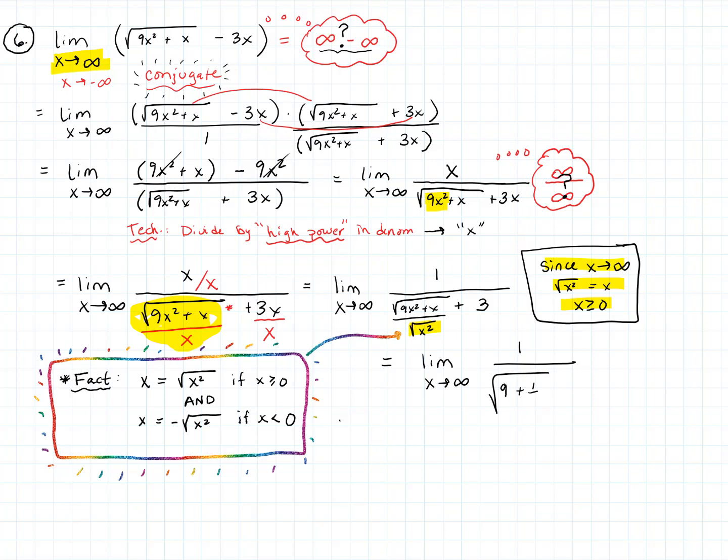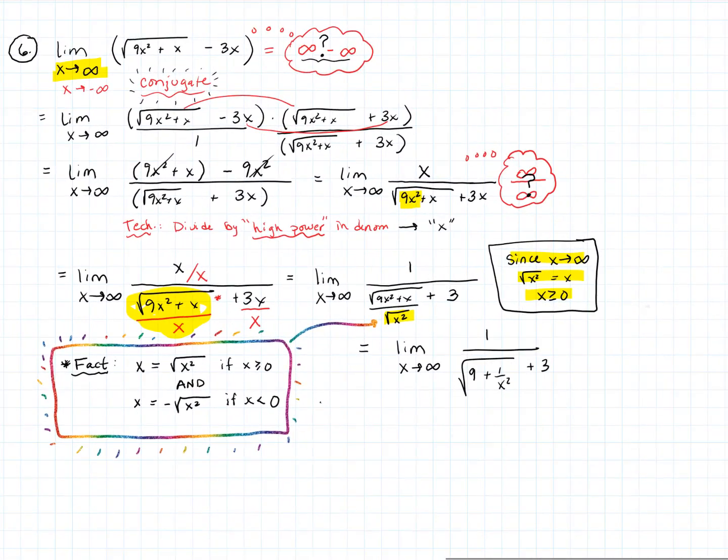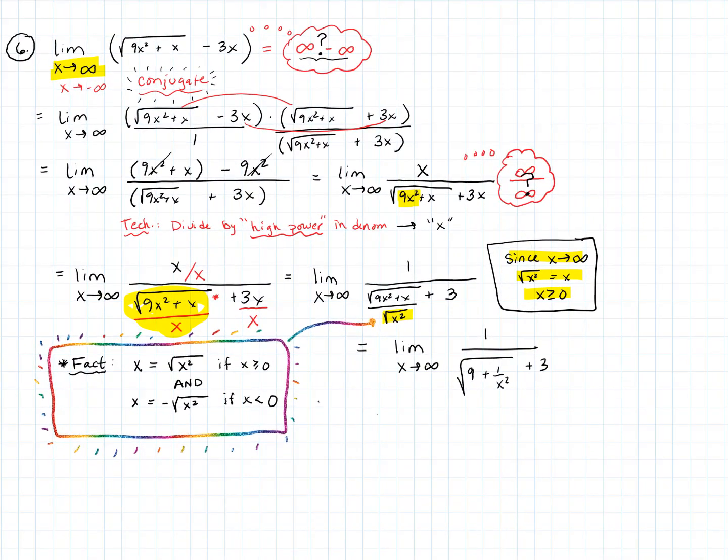9 plus 1 over x squared plus 3. And now we can actually take this limit and not end up with anything funky or unknown, because as I take this limit, the numerator approaches 1, the denominator approaches 9, because this piece, this 1 over x squared, as x grows without bound, goes to infinity, becomes 0, and plus 3. And of course, that's 1 over 3 plus 3, so that answer is 1/6.